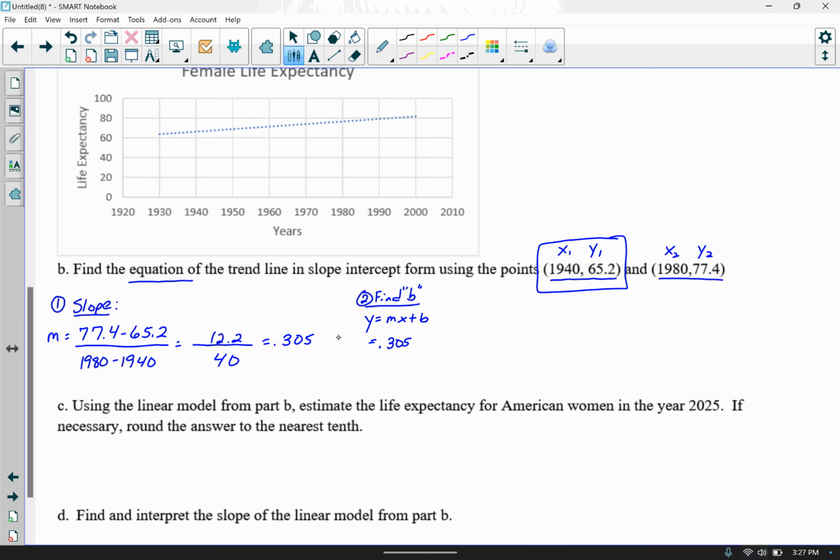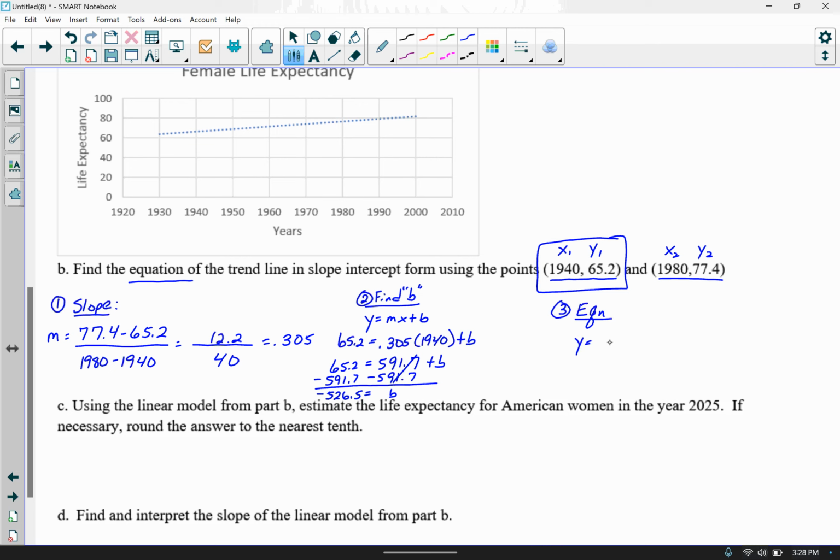So this time, I'm going to do 65.2 in place of y, 1940 plus b. Multiply on the right hand side, that should give you 591.7. Subtract that 591.7 because I want to get b all by itself. Cancels out over here, and b equals a negative 526.5. Last step, your equation.